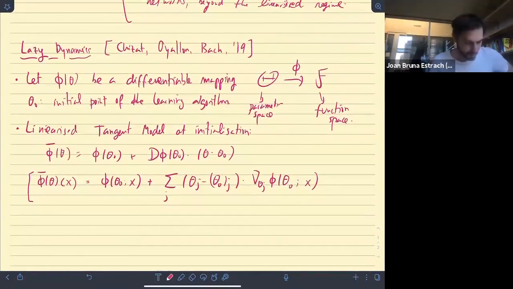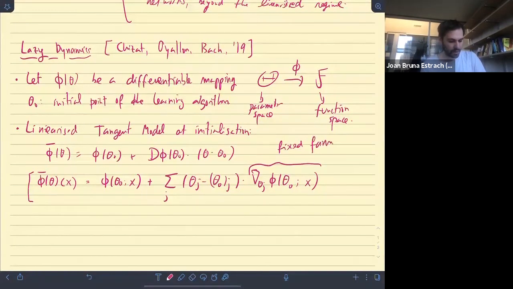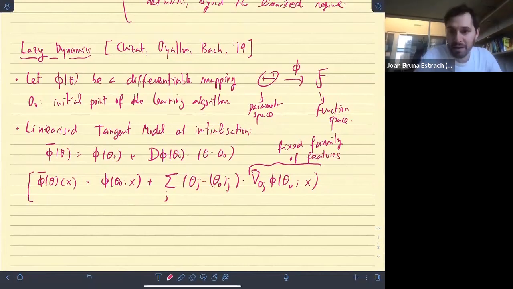All right. So think about what this is actually saying. These are some fixed family of, let's say, features, right? So these are just functions that map from the input to some target space, and they are only dependent on theta zero, right? So you cannot change them. The parameter that we are evolving is theta, right? So this linearized model depends on theta, and these functions do not depend on theta.